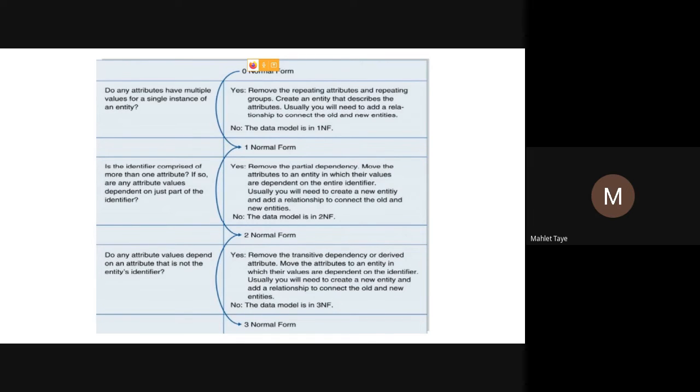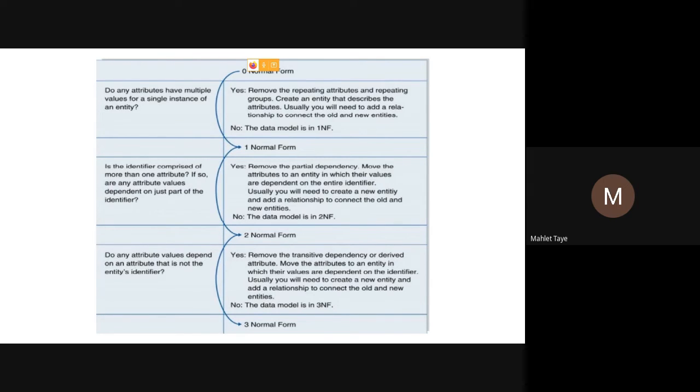My Slack analysis should be dependent on both the ID, the primary key which I specified earlier, and also the week, which I used as a key. So in this case, my table will be in the second normal form.